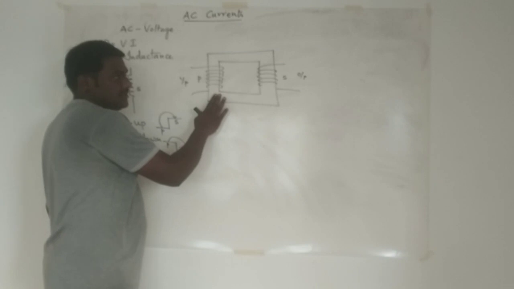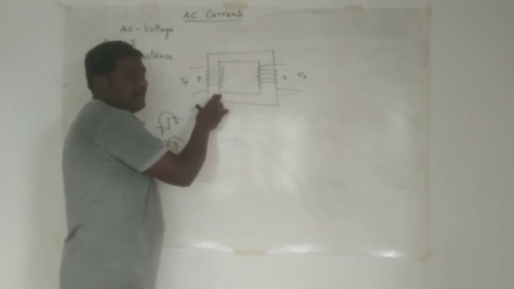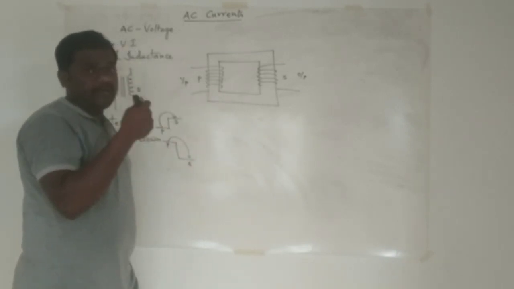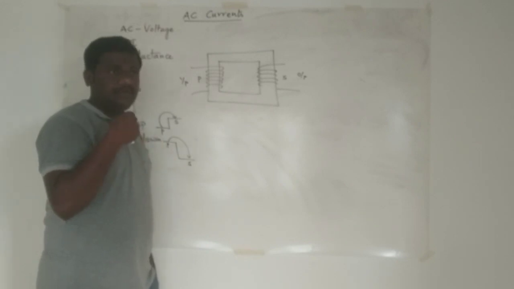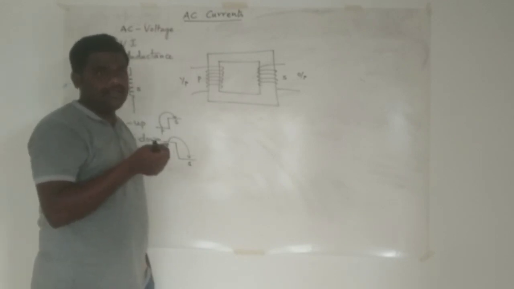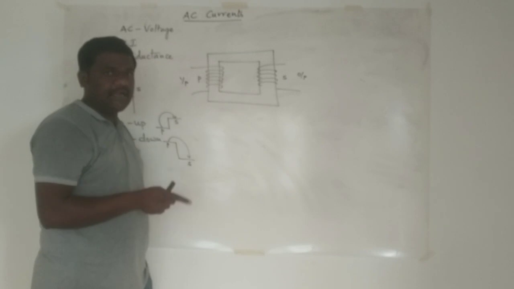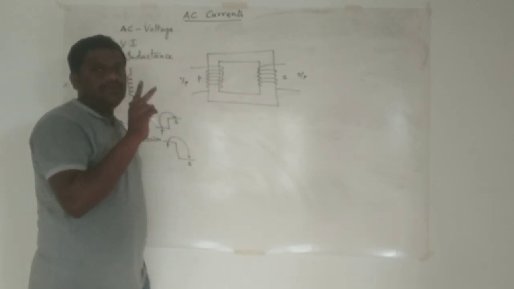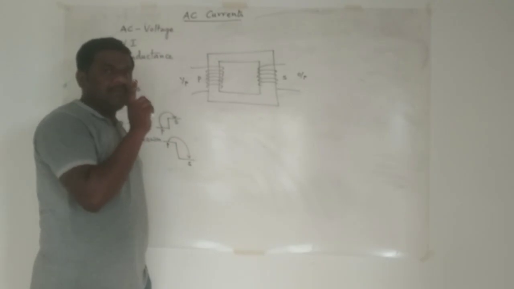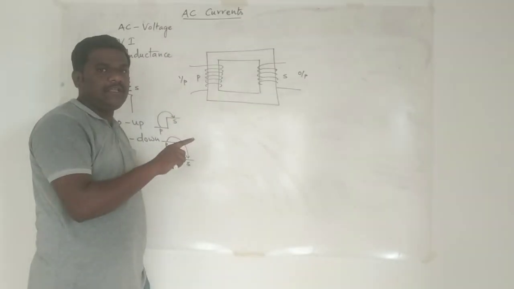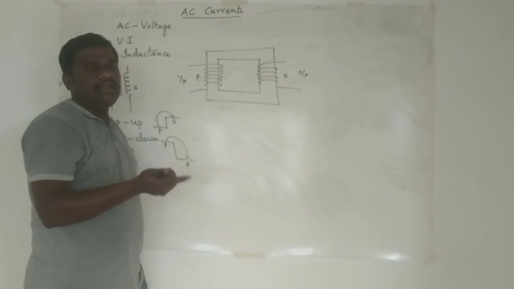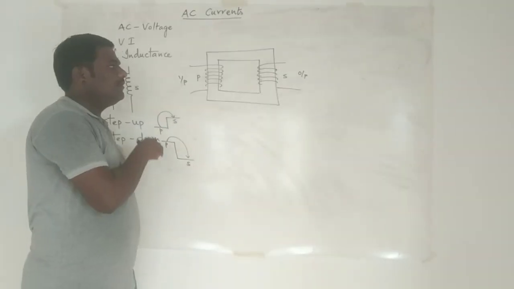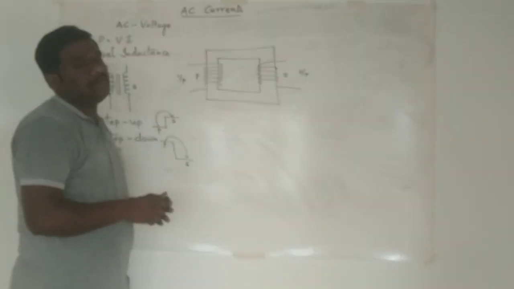So what is the construction? I expect using a laminated core, there will be two windings of coils using laminated or insulated wire. One is the secondary coil, the other is the primary coil, but there is no equal number of turns. Either the number of turns in the secondary will be more than the primary or less than the primary. Less than the primary is called step down, more than the primary is called step up.